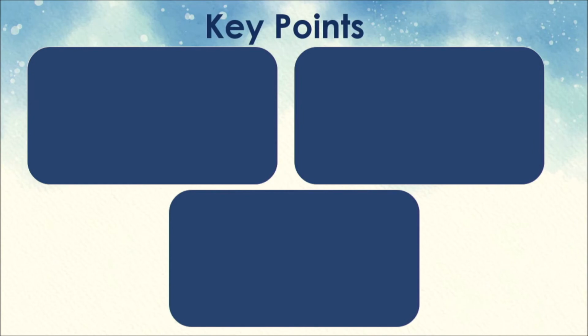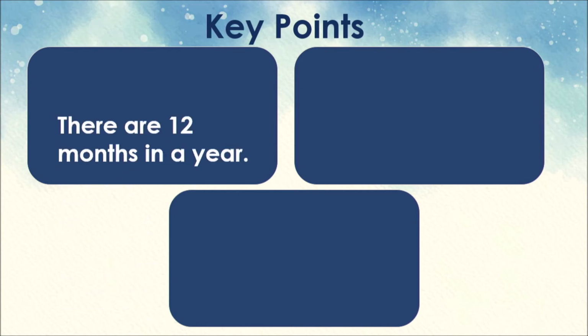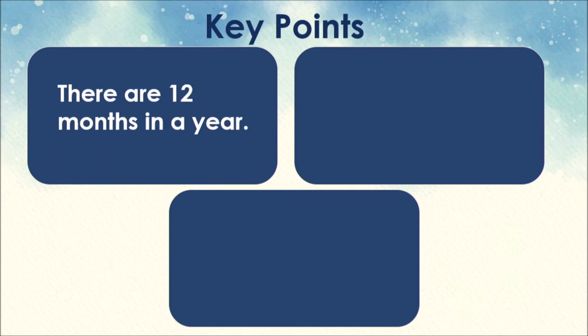Now let's have the following key points for our lesson for today. The first key point is there are 12 months of the year. Again, we have the 12 months of the year, which are January, February, March, April, May, June, July, August, September, October, November, and December. So those are the 12 months of the year.